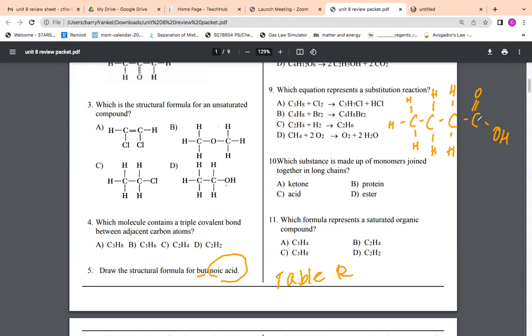And let's take a look at this one. This carbon has 1, 2, 3, 4 bonds. It doesn't need anything else. It's already happy the way it is. So this is butanoic acid right here. That would be our structure.